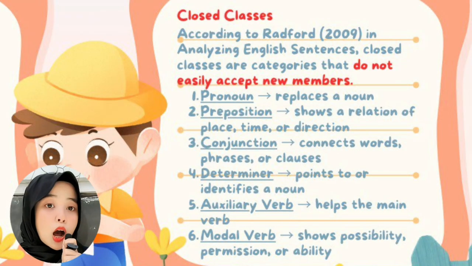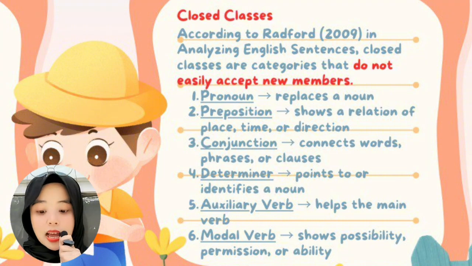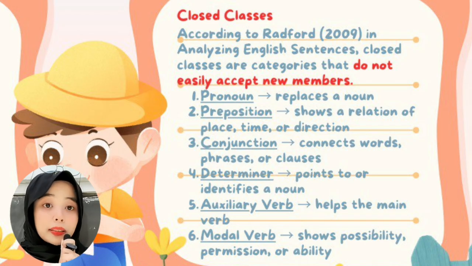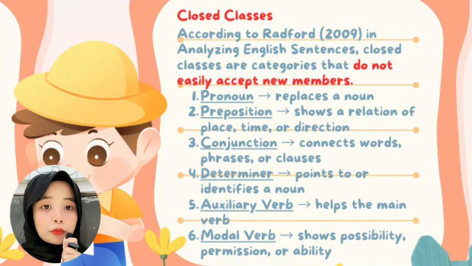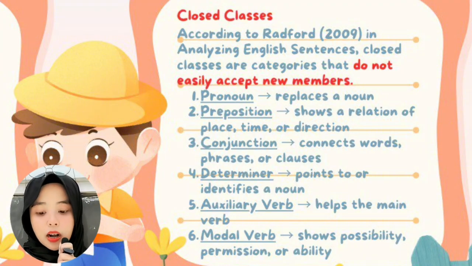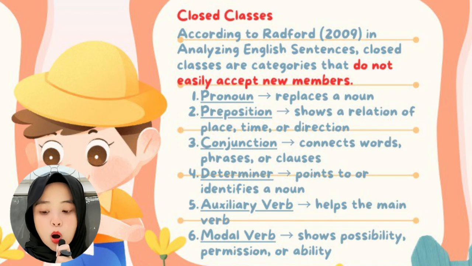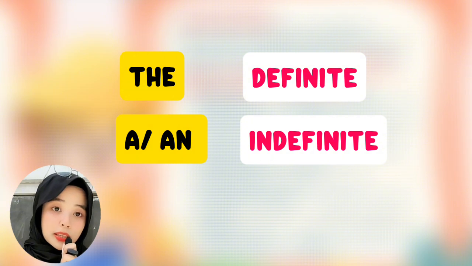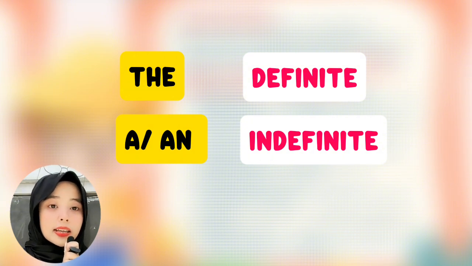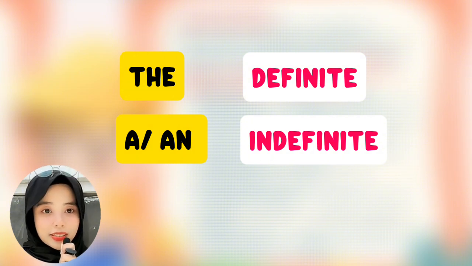The next type of closed class is conjunction. It connects words, phrases, or clauses. For example, and, but, because, and so on. The fourth type of closed class is determiner. It points to or identifies a noun. For example, the, a, or an, and so on. The is a definite article, and a or an is an indefinite article.